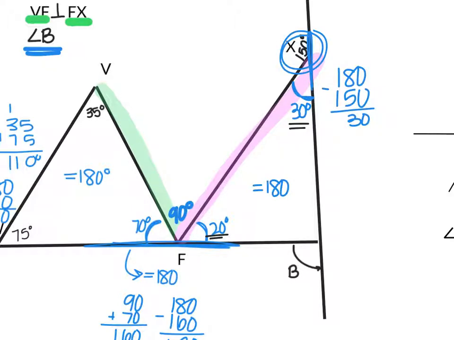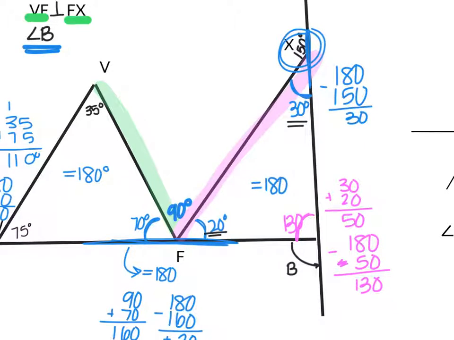So what I'm going to do is, in this corner, I will do 30 plus 20 is 50, okay, and then I'm going to do 180 minus, whoops, not 130, but I'm going to do 180 minus 50, which will equal 130. So this is 130. Clearly not drawn to scale, but if we trust our math, the science is sound.